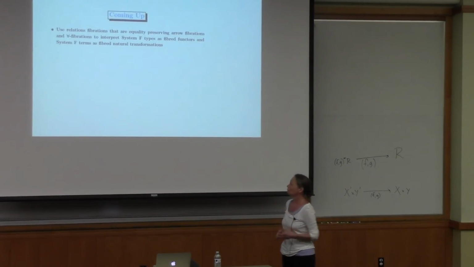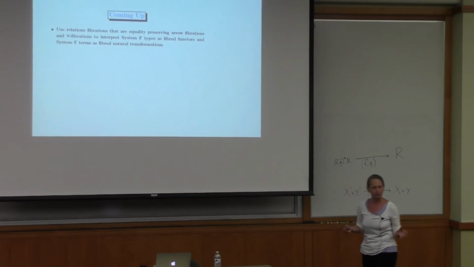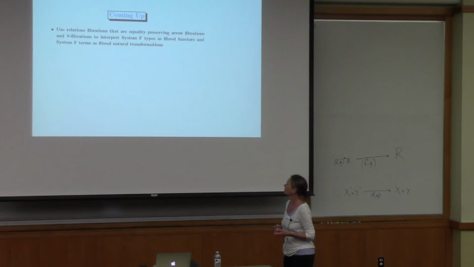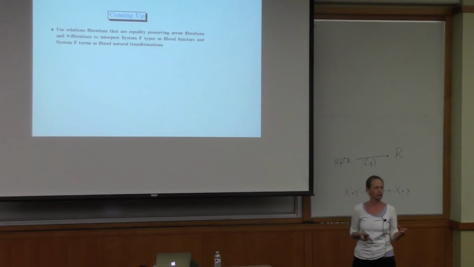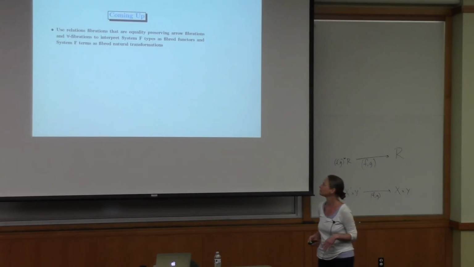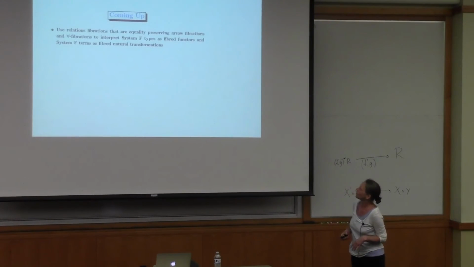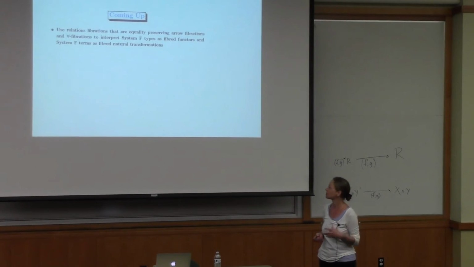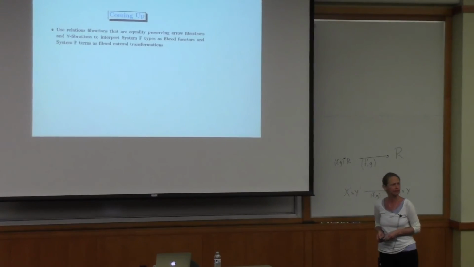Coming up, we have all the ingredients we need to construct our model. So next time, I'll construct that model. As I've already said, we're going to use relations fibrations that are equality-preserving arrow fibrations and for all fibrations. So ones that have enough structure to interpret arrows, ones that have enough structure to interpret for all. We're going to use those things to interpret arrows and for all and type variables. We'll interpret our types as fibered functors. We'll interpret our terms as fibered natural transformations because we now have all the structure to do that. So that's what's coming up next time.